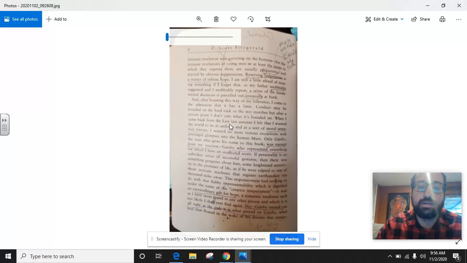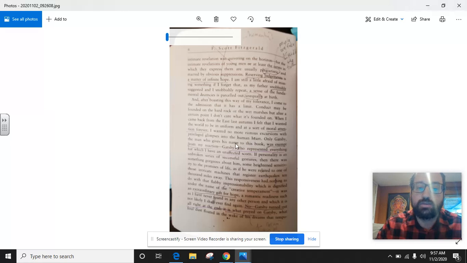When I came back from the East last autumn, I felt that I wanted the world to be in uniform and at a sort of moral attention forever. I wanted no more riotous excursions with privileged glimpses into the human heart. So this suggests that this story is going to be told by Nick, and this story occurred in the past. And now he's back from the East, and he's telling us what happened when he was there. The fact that he wishes the world was at a sort of moral attention means that some bad stuff went down in the East, and it messed with his head, and now he's trying to figure it all out.